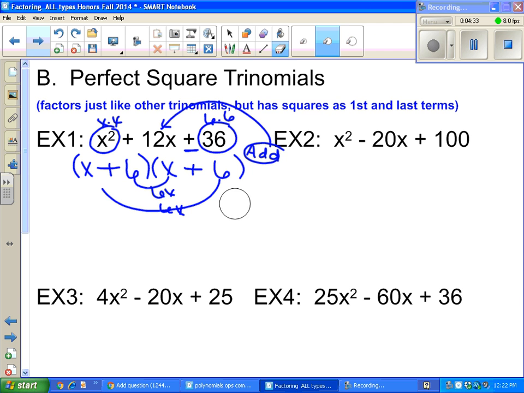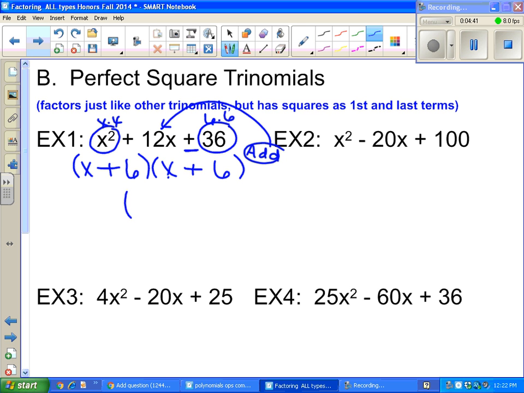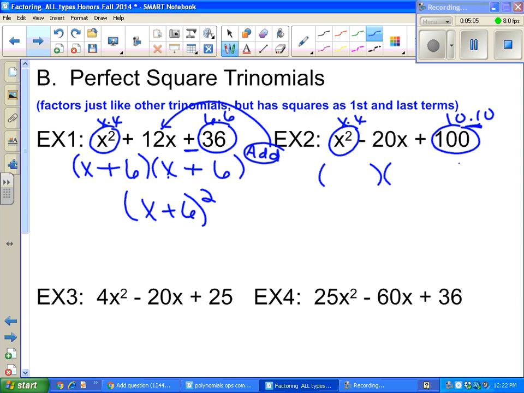Now notice that I have two parentheses this time that are perfectly identical. Not one negative, not one positive, both identical. And so that's where I can just abbreviate this as x plus 6 quantity squared. This is a perfect square trinomial. So if you have this first and last to be squares, and you can mentally take these and help you get the middle term, then you probably have two parentheses that are identical. But again, just factor as normal, x and x, 10 and 10.